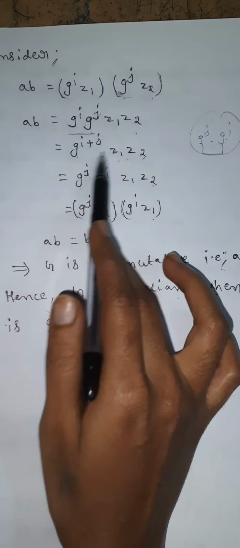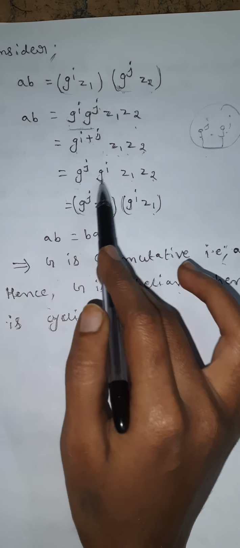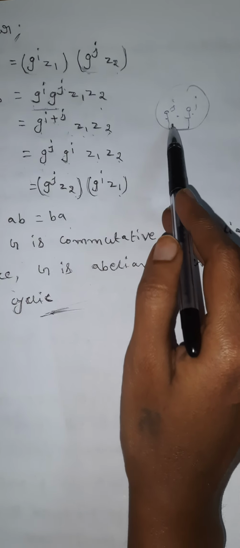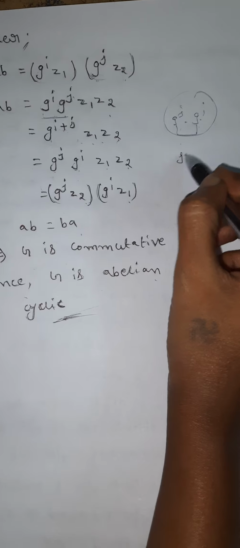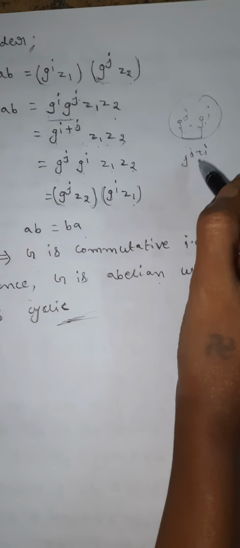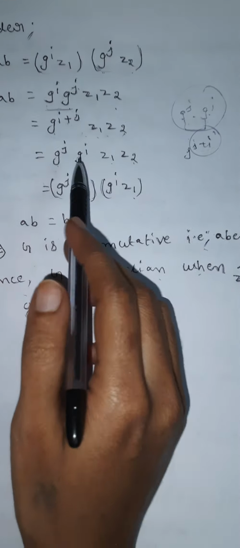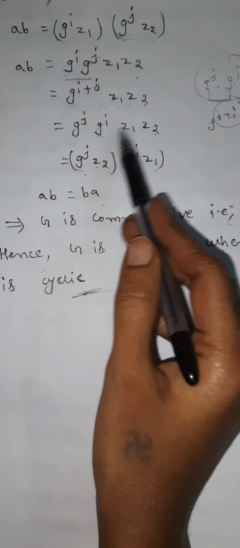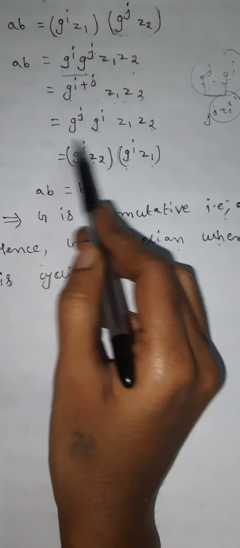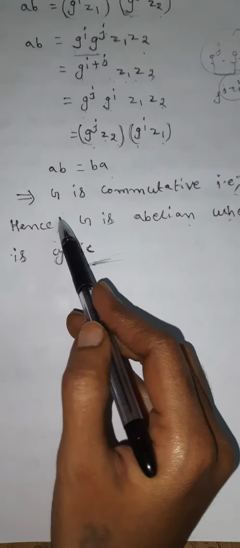సో దిస్ కెన్ బి రిటన్ యాజ్ g^j into g^i. ఇలా కూడా రాసుకోవచ్చు కదా. మళ్ళీ మనకి ఇది యాడ్ చేస్తే ఏమొస్తుంది? g^(j+i). అంటే ప్లస్ కాబట్టి మనం a plus b రాసుకోవచ్చు, b plus a కూడా రాసుకోవచ్చు. ఓకేనా. సో g^j z2 ఇచ్చేసాం, తర్వాత g^i z1. అంటే ఇక్కడ ఉన్న వాల్యూస్ని ఇలా బ్రాకెట్ వేసుకో. సో ab is equal to ba.